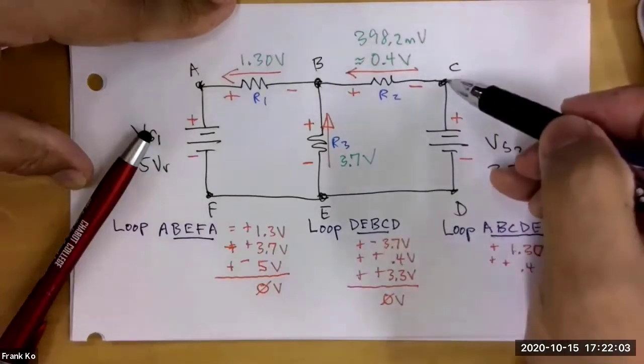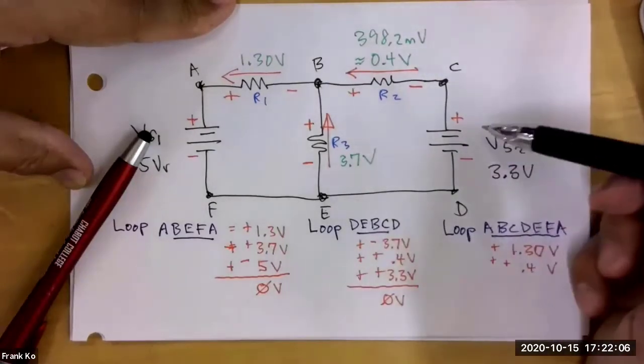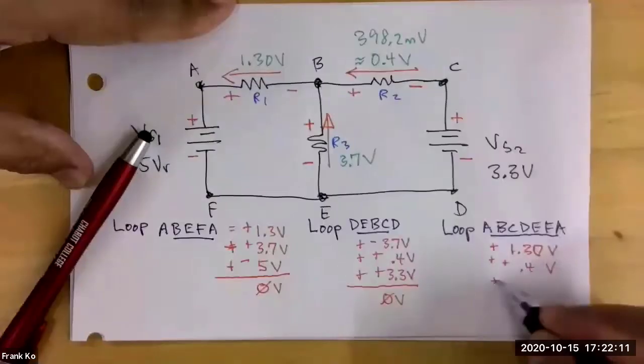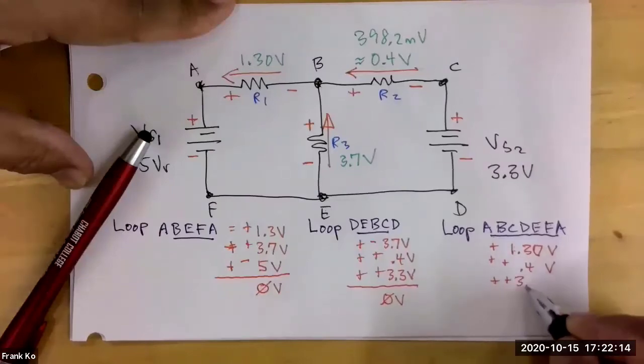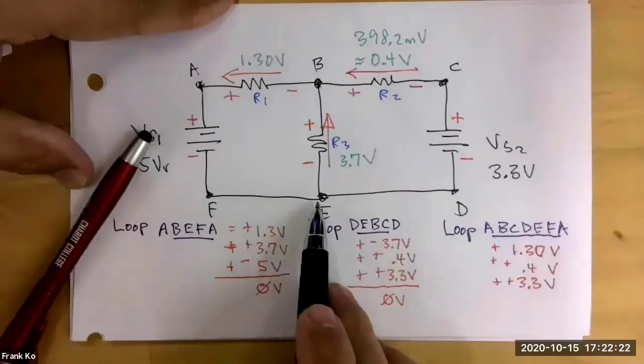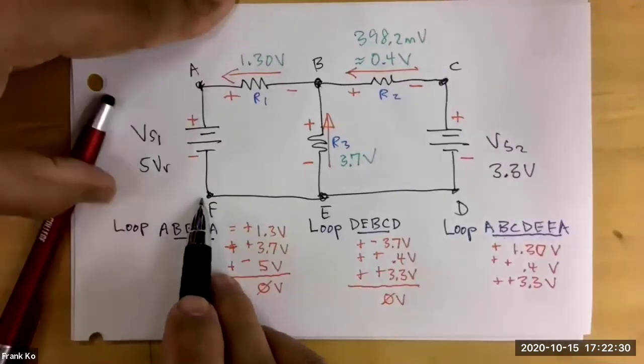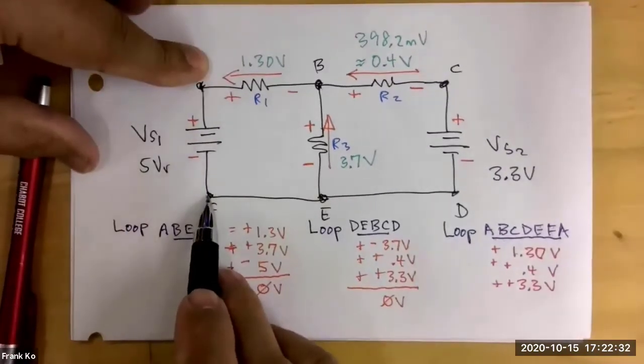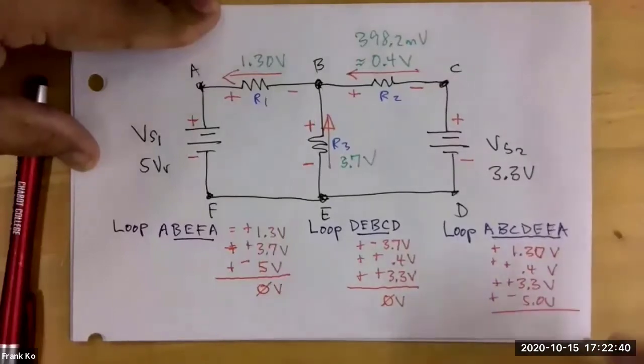You are now at point C coming down. You are going to do what? Add a positive 3.3 volts. Okay, so now we're going to add a positive 3.3 volts. You are now at point D. And to point E, what do we add? Nothing. How about from E to F? What do we add? Nothing. And how about from F to A? What are we going to add? Negative 5 volts. We're going to add a negative 5.0 volts.